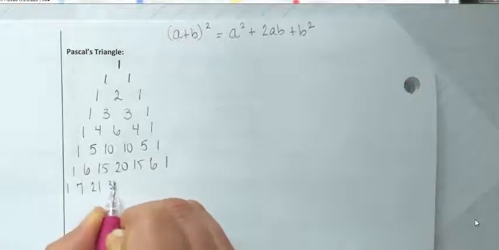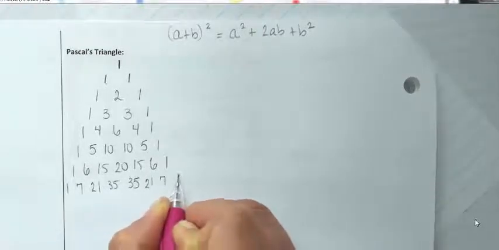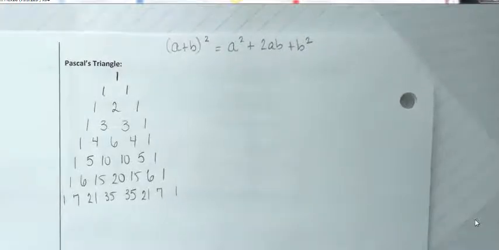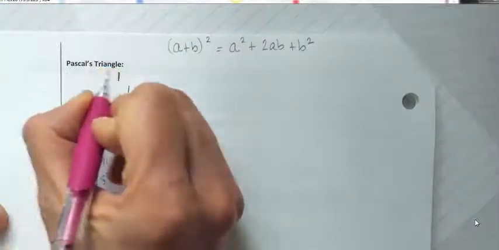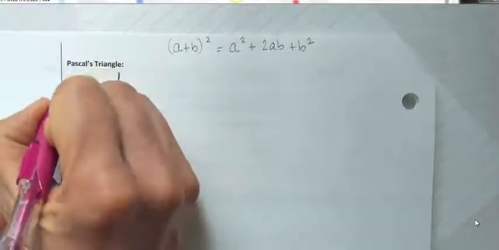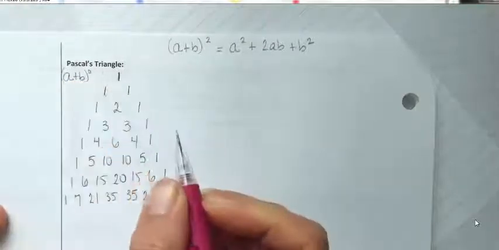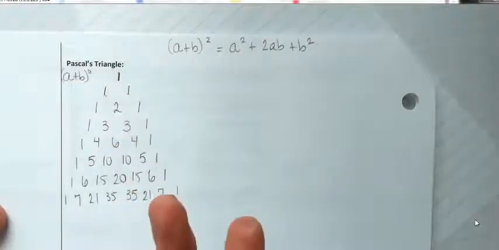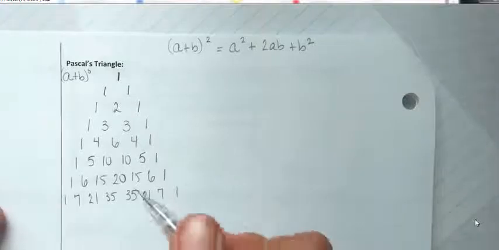21, 35, 35, 21, 7, and 1. Okay, and you could, like I said, keep doing this. Hopefully you won't need to do it for too long. So this right here is going to be your coefficients if you, for example, had a plus b to the 0 power. It's always a binomial. This also works for subtraction. You just alternate the signs. You'll have a positive, a negative, a positive, a negative.